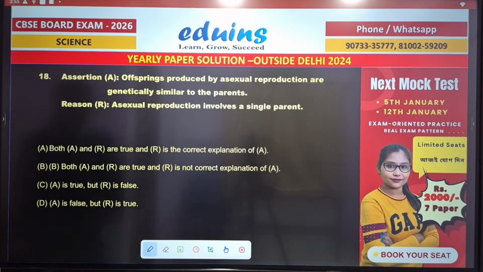Okay, so what is the correct answer? Option A says both A and R are true and R, that is the reason, is the correct explanation of A. Option B, both A and R are true and R is not the correct explanation of A. Option C, A is true but R is false, and option D, A is false but R is true. What is the correct answer?